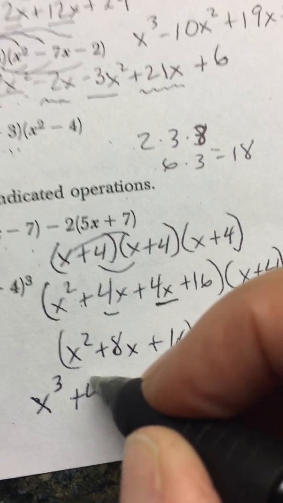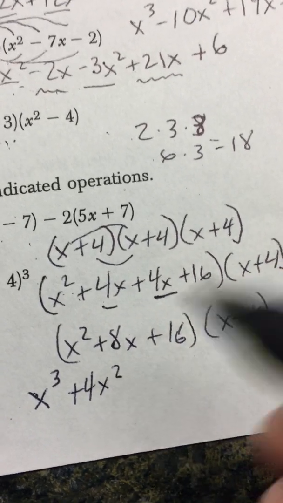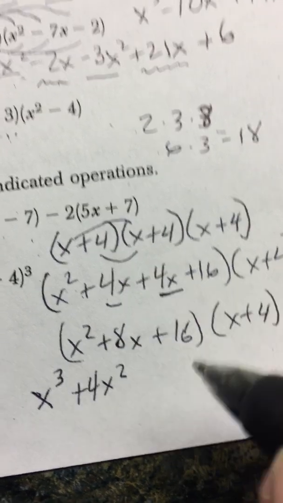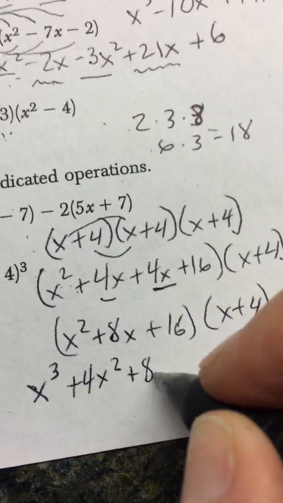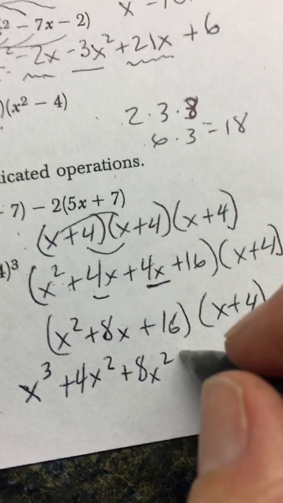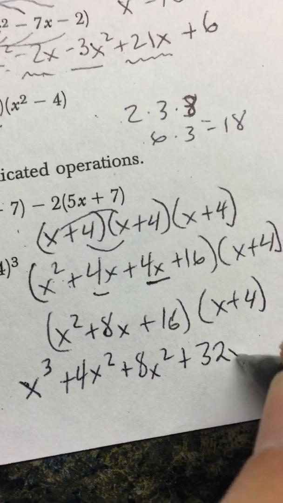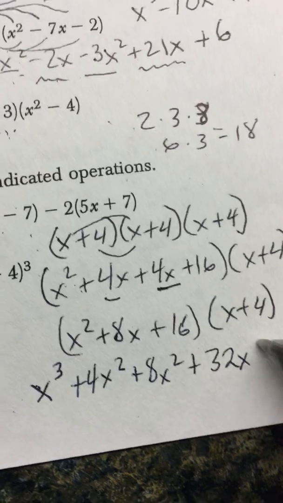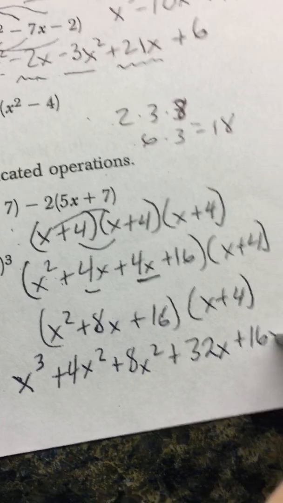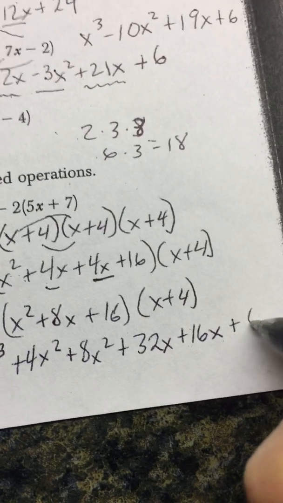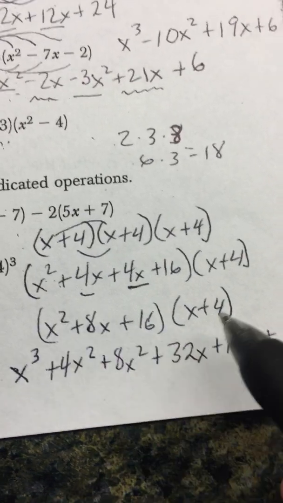So plus 4x squared. Now I'm going to distribute the 8x. 8x times x is 8x squared, so plus 8x squared. And then 8x times 4. 8 times 4 is 32, and I still have an x with it. And then we're going to come back and distribute the 16. 16 times x is a positive 16x. And then 16 times 4 is 64, so plus 64. Here we go. So all the distribution's been done.